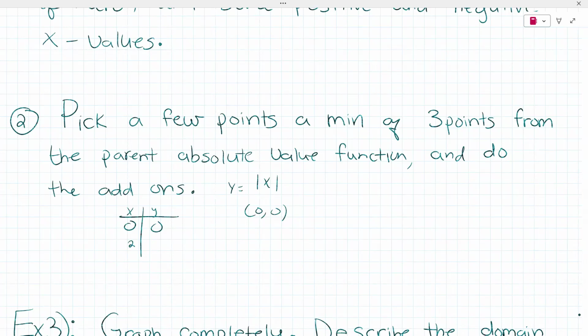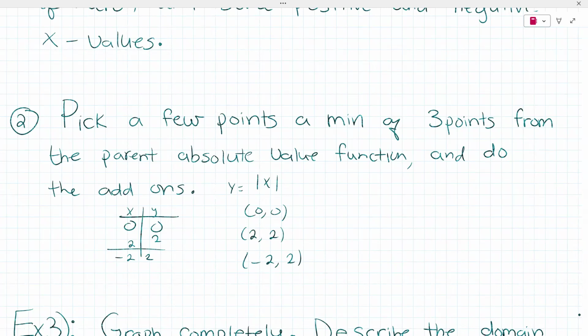And the absolute value of 2 is 2. And then what if I use -2? Because I want to use some negative x values. And then the absolute value of -2 is positive 2. So what I would do from these 3 points is just do add-ons.